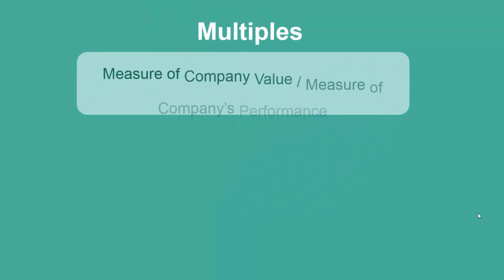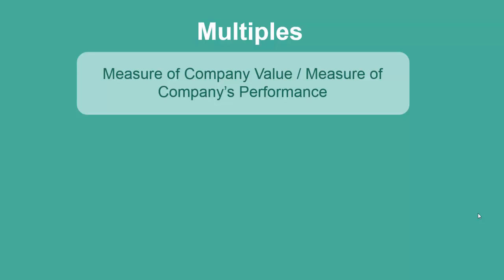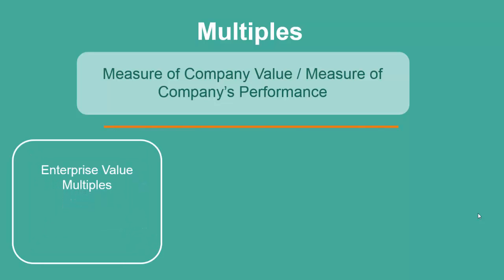For step 2, determining which multiples to measure, you have to look at the fact that there are three types of multiples. The way you create them is by looking at the measure of a company's value versus the measure of the company's performance. The first type of multiple is the enterprise value multiple. These look at the company's value in terms of enterprise value over the measure of the company's performance in terms of indicators which represent the full capital structure of the firm. Some examples of this are EV to EBITDA, EV to EBIT, and finally EV to sales.